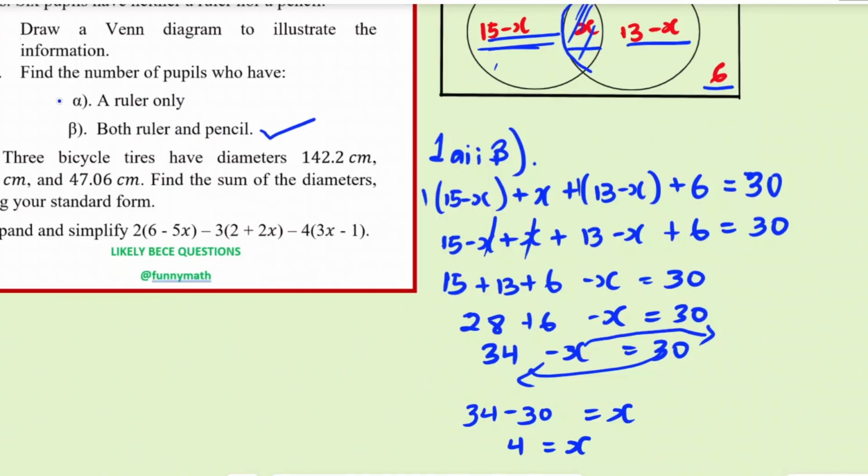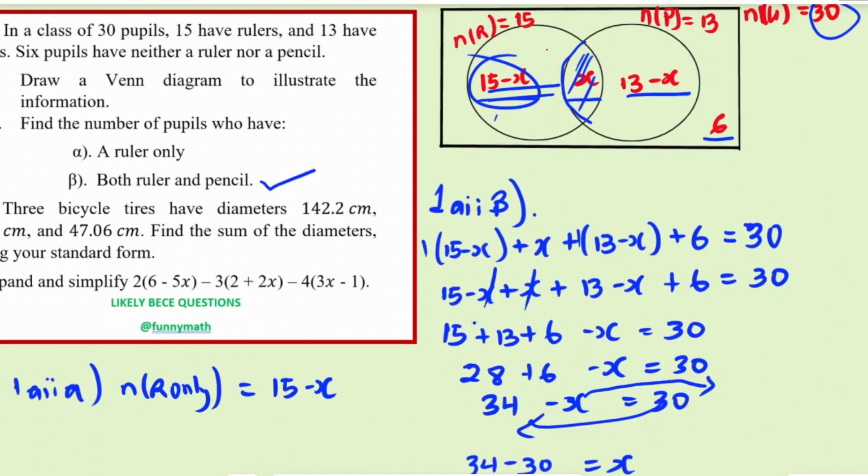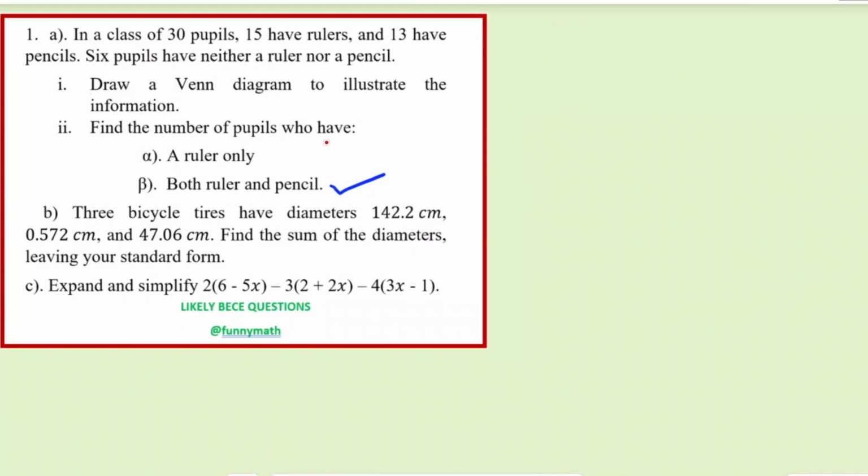So you have been able to work this one. Now let's work the last one, that is 1a I alpha. So that's going to be those who have ruler only. So that's going to be n of R only, which is equal to 15 minus x from the Venn diagram. That is this one, 15 minus x. But now we know that x is 4, so that's going to be 15 minus 4, and 15 minus 4 is going to be 11. So 11 students have only ruler. So let's get the 1b here.